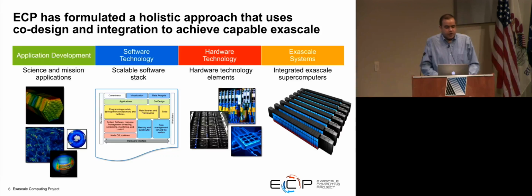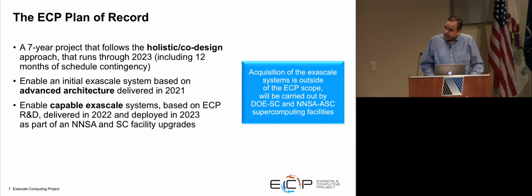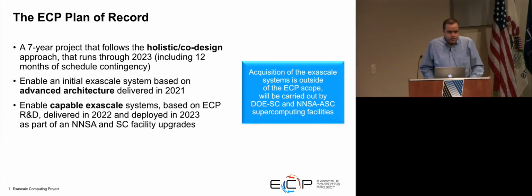So ECP's plan involves a lot of co-design and integration among its 4 main focus areas, which are application, software, hardware, and Exascale systems, and we'll see more about this as I go along in my talk. So the current ECP plan of record, which I think was finalized last year in the October-November timeframe, and it's still the plan of record today, is that it's a 7-year project that follows a co-design approach, running through 2023, and that last year is actually more of a scheduled contingency. So there is the funding in the last year. It's a carryover type of thing. And it would enable an initial exascale system based on an advanced architecture delivered in 2021.